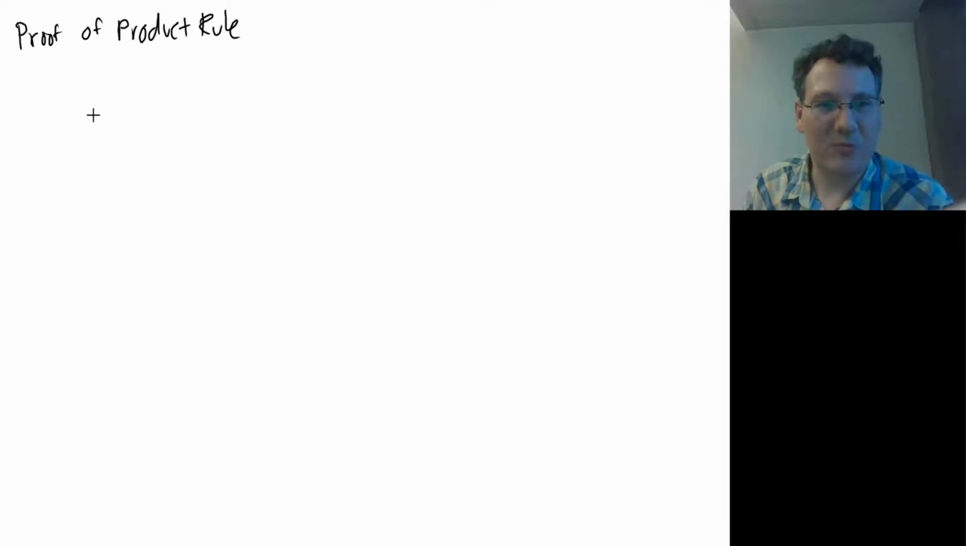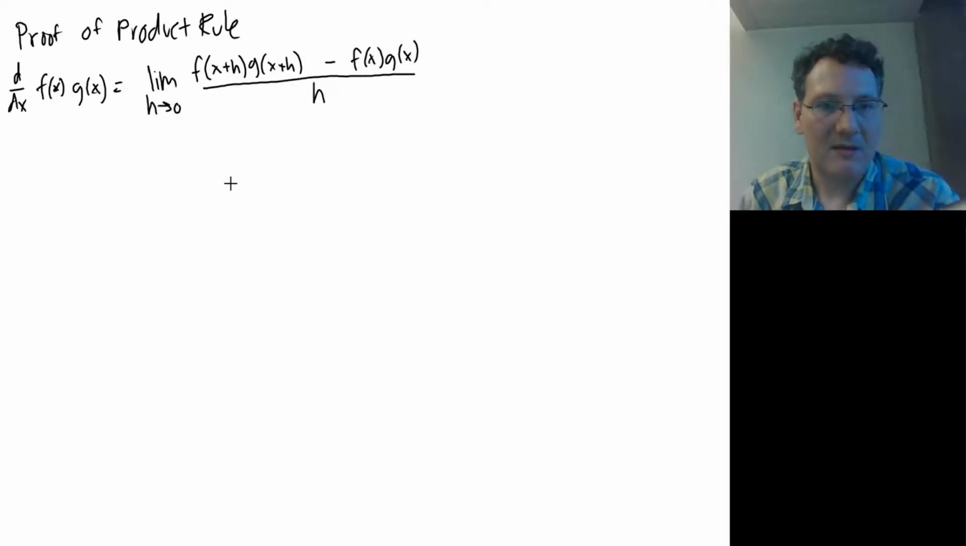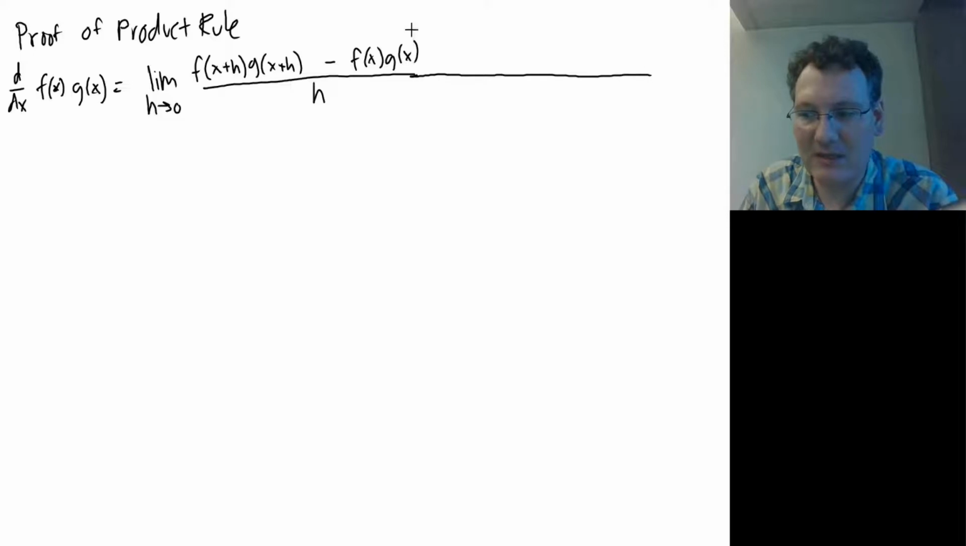So let's try to prove this using the limit definition, and see how difficult that is. The derivative of f of x times g of x by the limit definition is going to be the limit as h goes to 0 of f of x plus h times g of x plus h minus f of x times g of x. In order to handle this, we're going to do a little add and subtract. We're going to do f of x plus h times g of x minus f of x plus h times g of x.